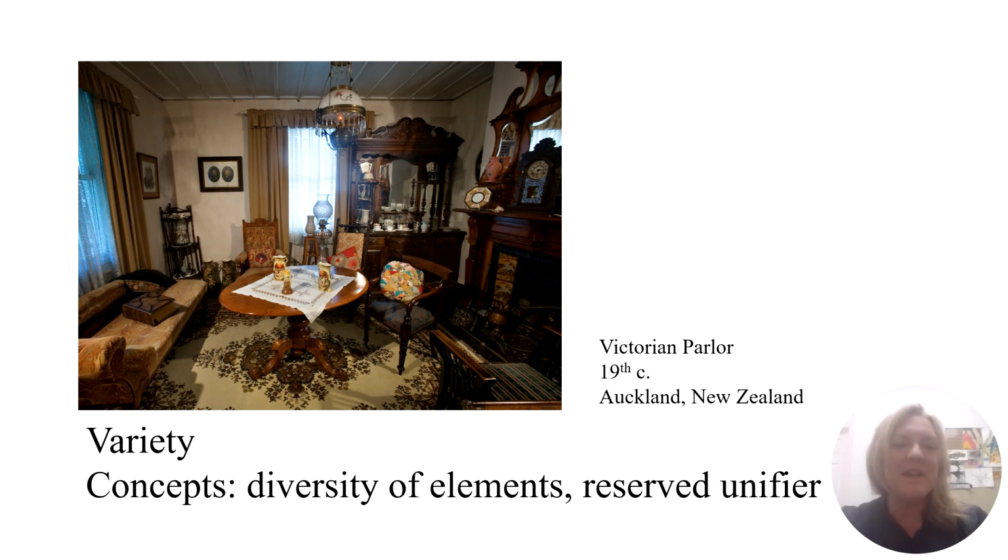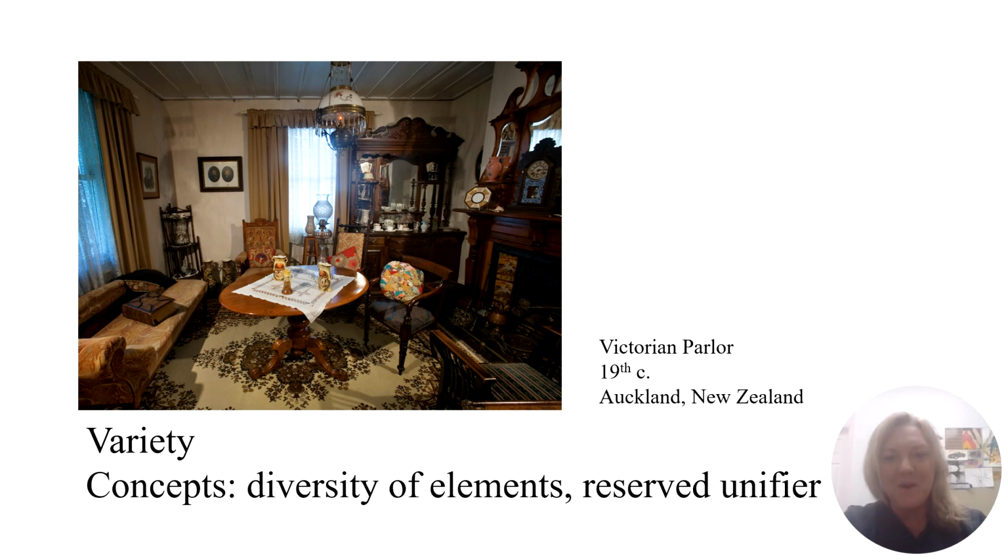Next principle, let's talk about variety. In any interior where, let's say, we want to know more about it, it's interesting and worth talking about, I'm going to go out on a limb and say there's some level of harmony, and that harmony is created in terms of variety or in terms of unity. In this case, this Victorian interior is creating harmony through variety. Concepts include diversity of elements and what we would call a reserved unifier.